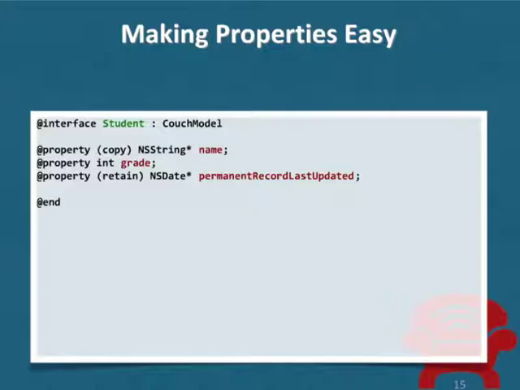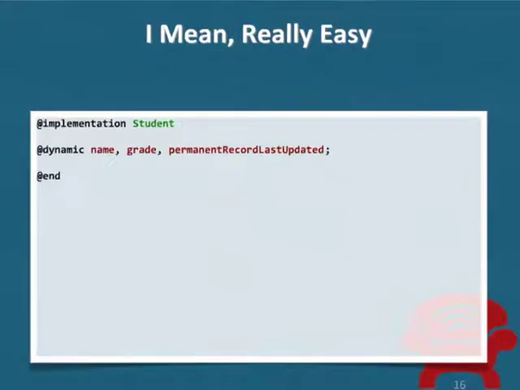Now the implementation for this is really, really easy. We just use this magic Objective-C syntax called @dynamic and list those properties. And what this means, I'll get into it a little bit more in the next slide, but basically this just means something is going to take care of implementing the methods for these properties. You don't have to worry about it.